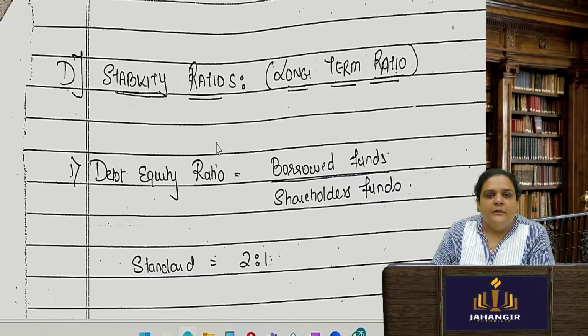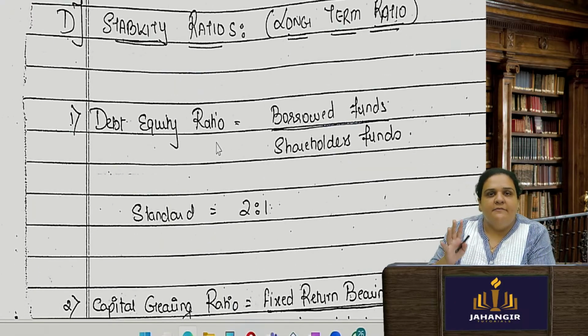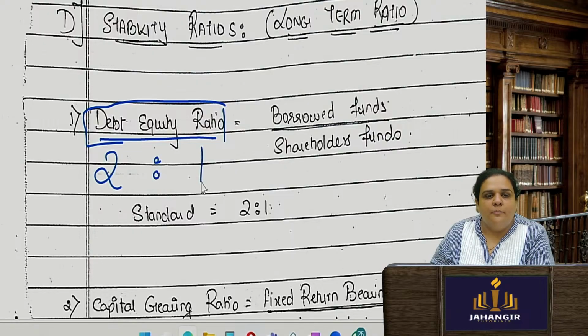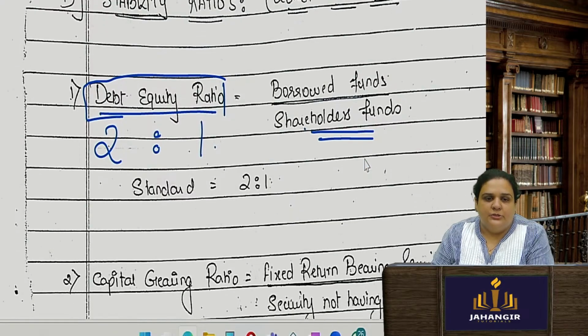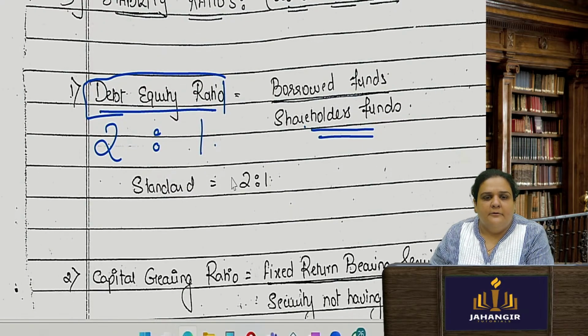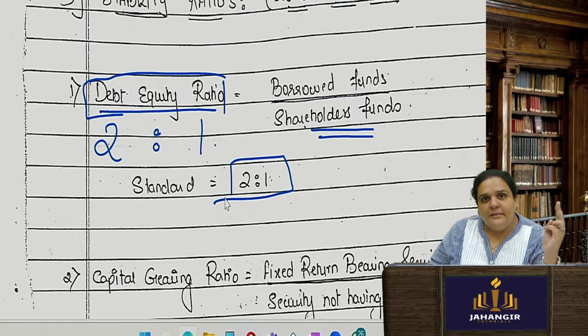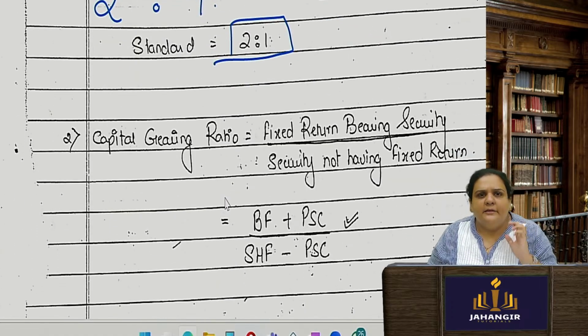Then you have stability ratio. In stability, we have long-term and short-term stability. Long-term debt equity ratio. Without this, we will never be able to do any sum. Why? Because for every 2 rupees of debt, they say 1 rupee of equity is what is standard. Borrowed funds upon shareholders' funds, debt equity ratio. This is the standard. So basically you should have 2 rupees of debt against 1 of your own fund.